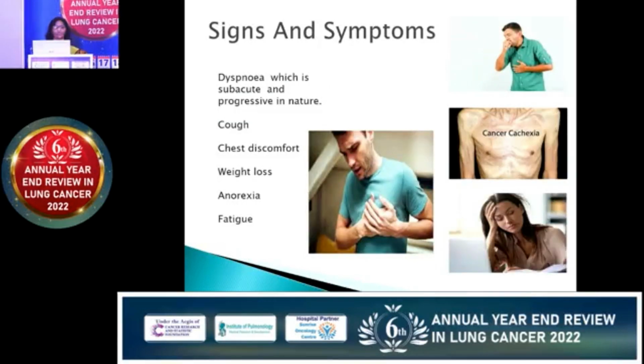Now, what are the signs and symptoms of pleural effusion? There's dyspnea, which is subacute and progressive in nature. There will be a nagging cough for the patient, and chest discomfort. There will be weight loss. Suddenly, all these lung cancer patients, within a month or so, they'll be losing a lot of weight. 15 to 20 kg weight loss will be there within a month. So they will look like typical cancer cachexia patients. Then they'll have anorexia. They won't feel like eating, and they'll feel fatigue. Even by sitting or changing their position on the bed, they'll feel fatigue.